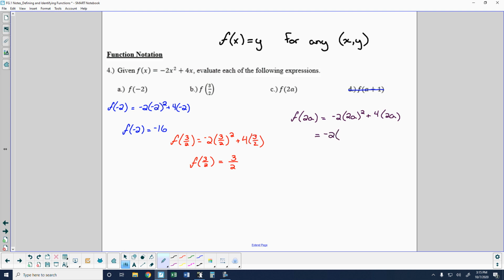So 2a squared, we would square the 2 to get 4, we'd square a to get a squared. And then we can combine this multiplication by multiplying coefficients. So -8a squared plus 8a. If I wanted to factor that, I could, but this is good enough. So f of 2a is -8a squared plus 8a. So this is what function notation is. It gives us an x value and a corresponding y value.